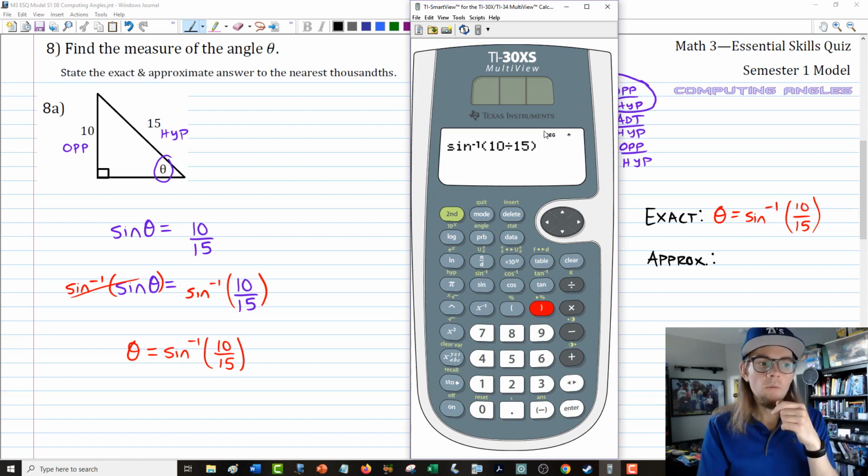But in here, we do need to make sure we're in degree mode so that the answer we get spit out is in degrees. In this case, we are. It says degree mode, just like a college-going student is in degree mode. We've got degree mode.